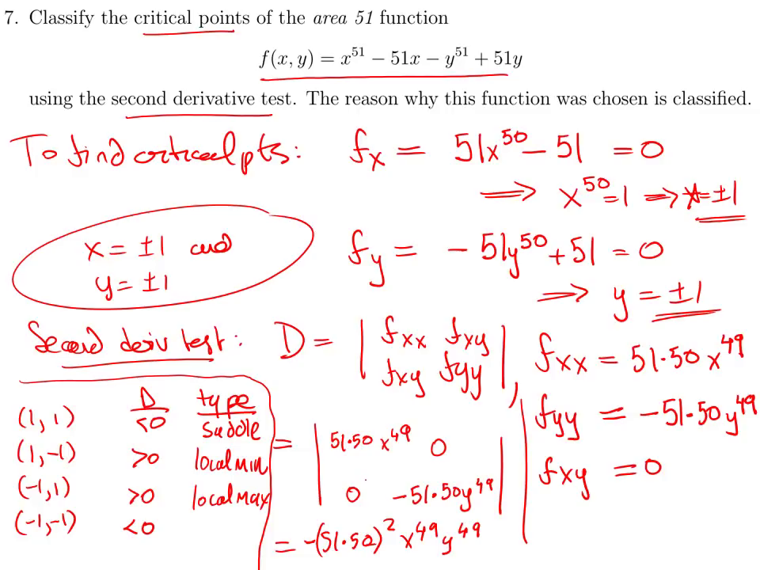At the point -1, 1, because at that point fxx is negative and fyy is also negative. And at the point -1, -1, it's again a saddle. Okay, so that classifies the critical points, and we're done.